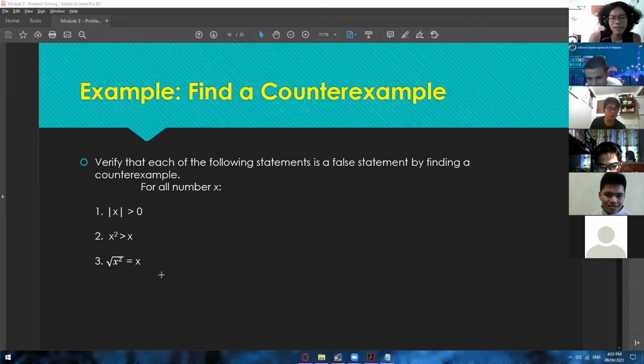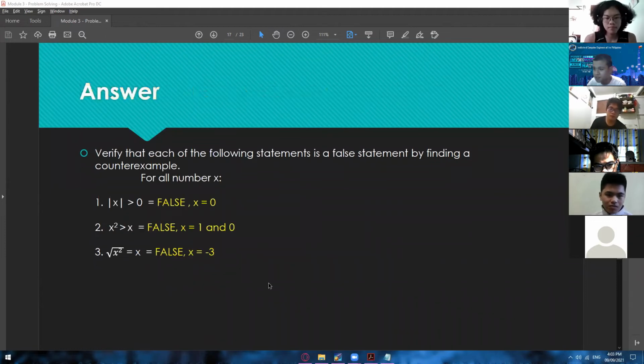Okay, very good, Miss Rihanna. Negative 3 raised to 2 is, of course, positive 9, and the square root of that will become positive 3, but the right side x is still negative. So positive 3 is not equal to negative 3. So the correct answer is negative 3. I think negative 1 is also correct. There are a lot of counterexamples out there; you just find one.